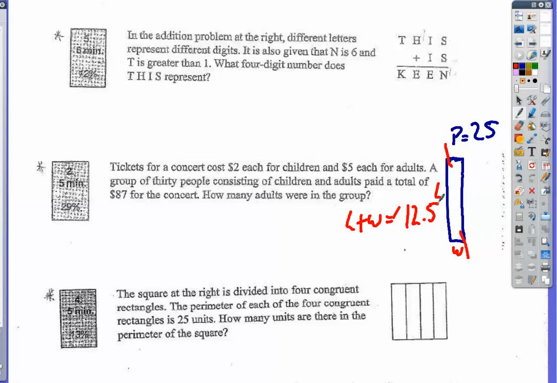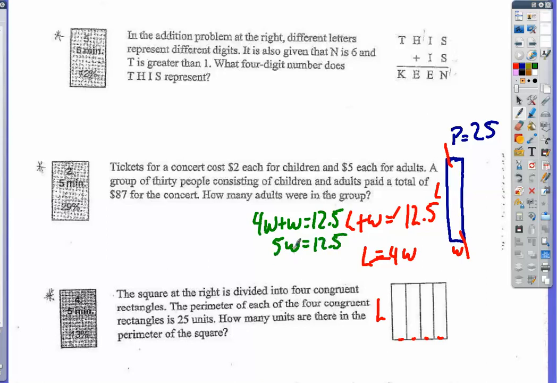Excuse me. So, what else do I know? I know that the length is going to be equal to 4 of these, right? So I know that the length is equal to 1, 2, 3, 4 W's. So if L is equal to 4W, what can I write instead of L? That's right, 4W. So I have 4W plus W is equal to 12.5. So we have 5W is equal to 12.5.